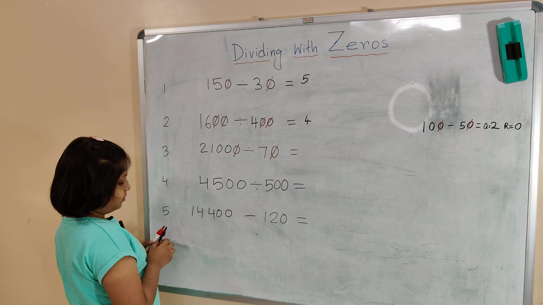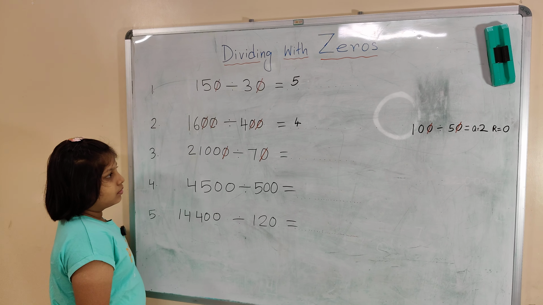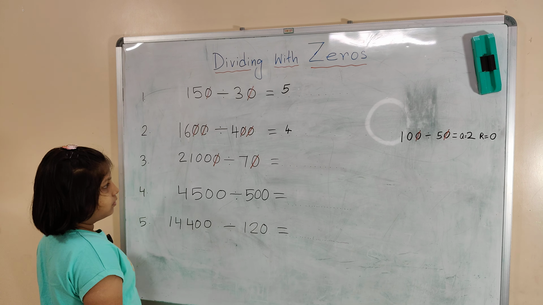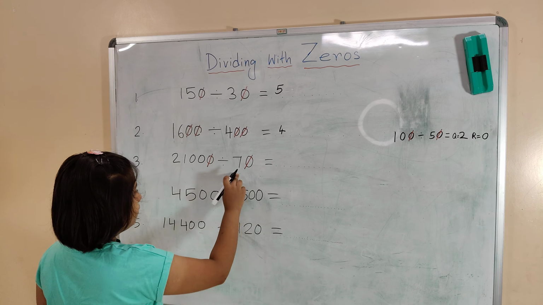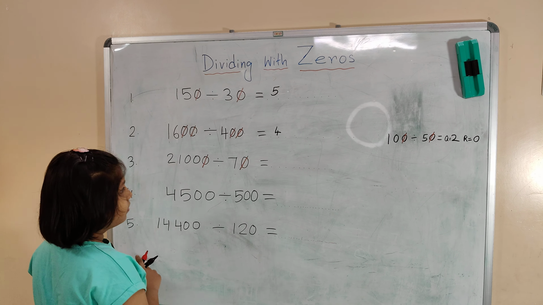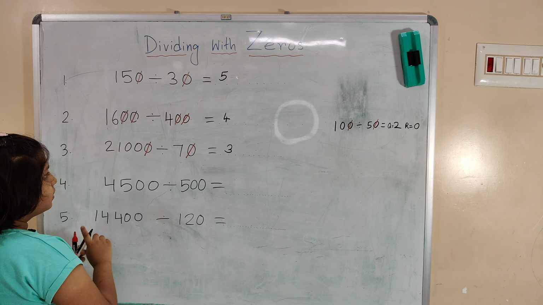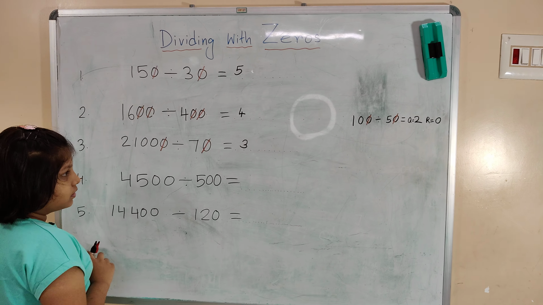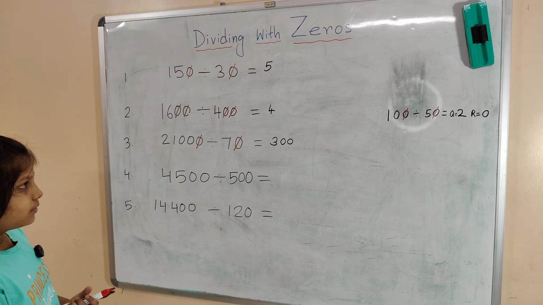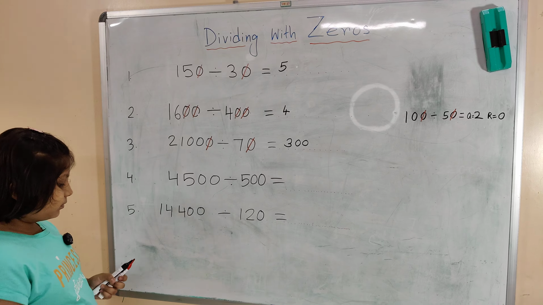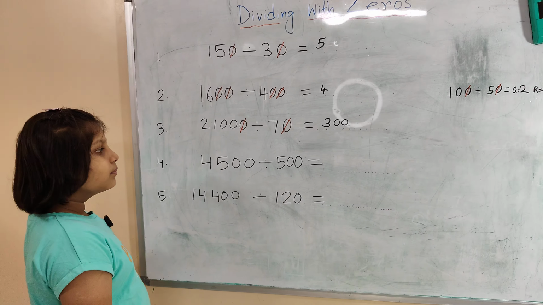What you're going to do? You're going to divide 2100 divided by 7. Let the zeros be as they are. 21 divided by 7. How much? 7 threes are 21. And how many zeros left? 2 zeros. So where will you put them? Here. So the answer is 300. So 21,000 divided by 70 is equal to 300, right? Now number 4.